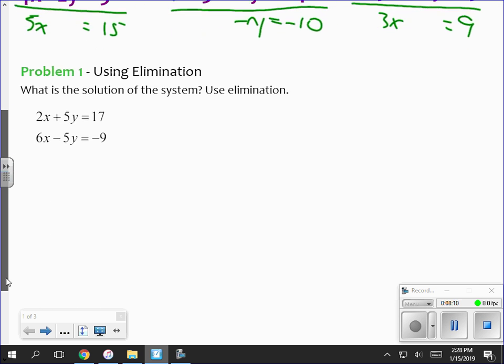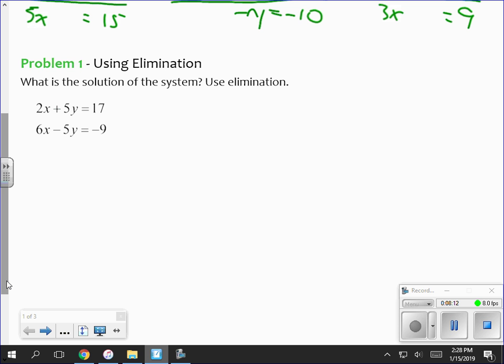So let's work this problem here and solve it. So I have 2x plus 5y equals 17. 6x minus 5y equals -9. The first thing I do is, do I have two that are exactly opposite? When I look at that, do I have two variables that are exactly opposite? Yeah, 5 and -5 on my y's. So what do I do? I add them.